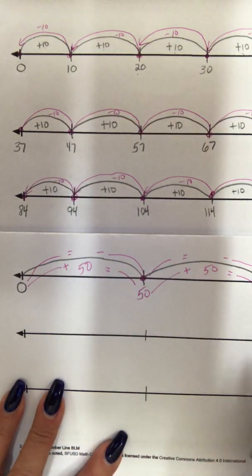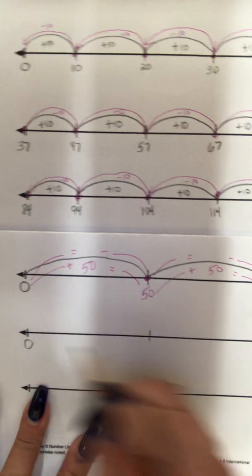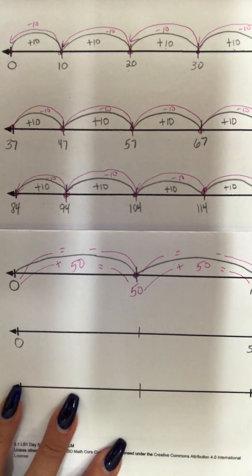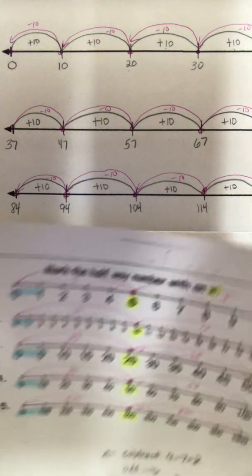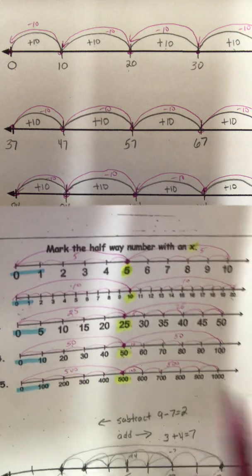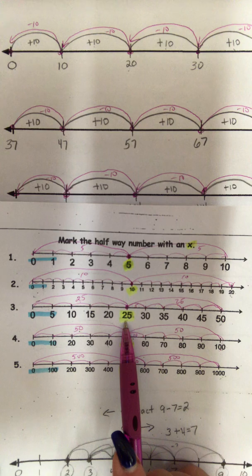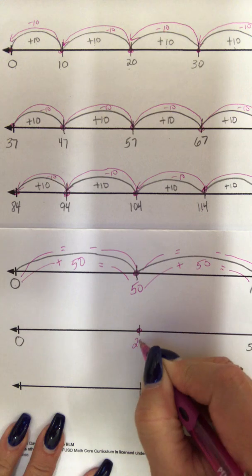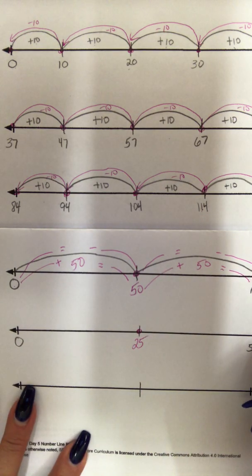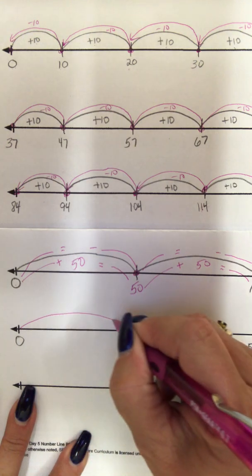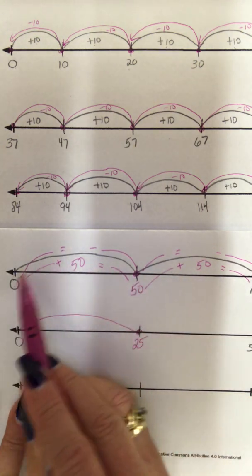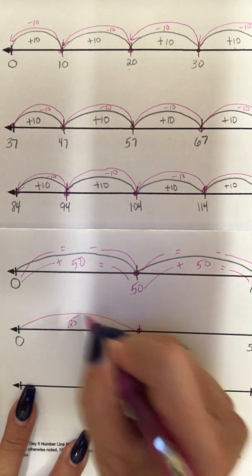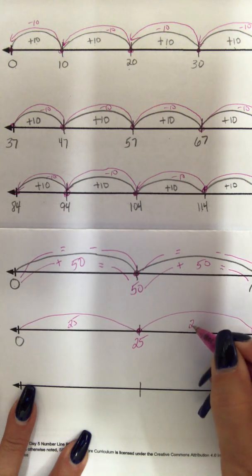Now let's take 50. Start at 0. Go to 50. What's half of 50? If you're familiar with your money, 50 cents, 2 quarters, 25 cents. So it takes 2 25s to get to 50. Now this hop looks like it's the same size as this hop, but the numbers make it a different value. This is 25 and this is 25.